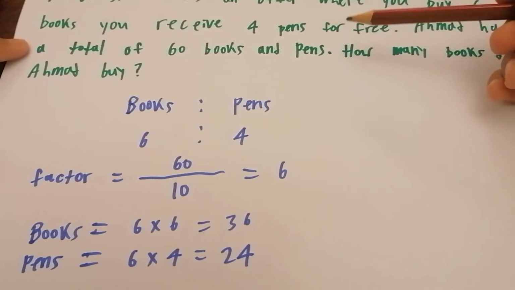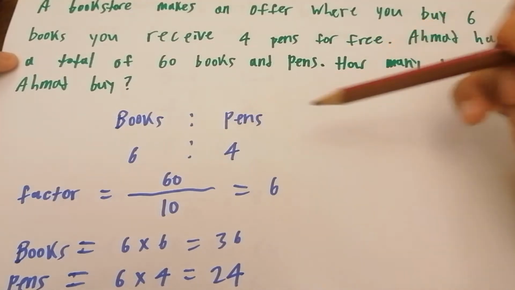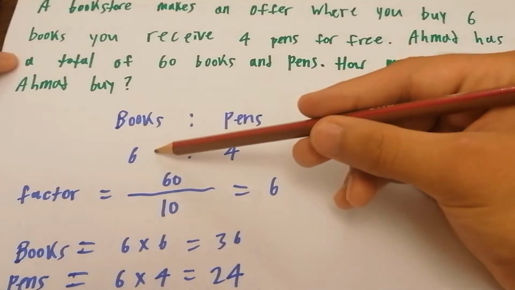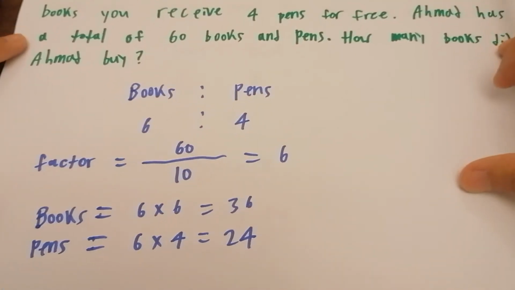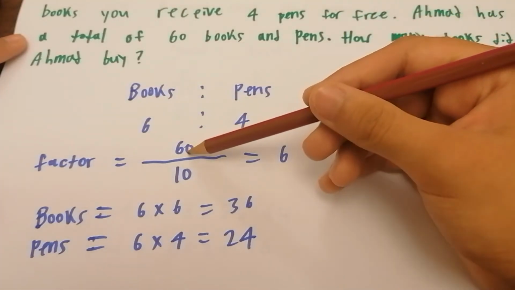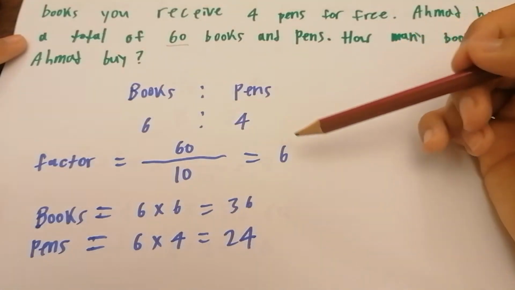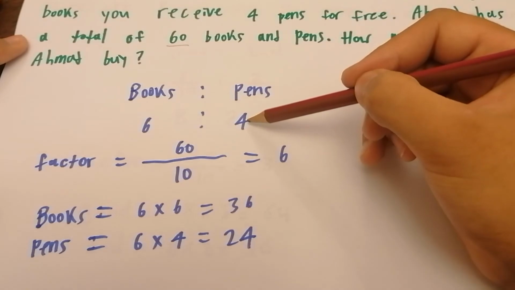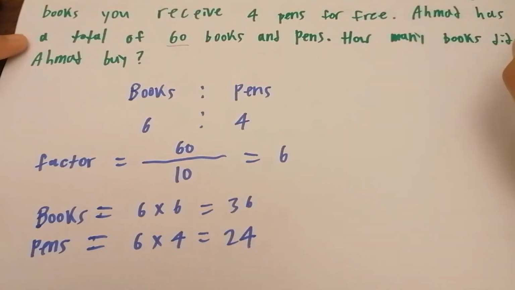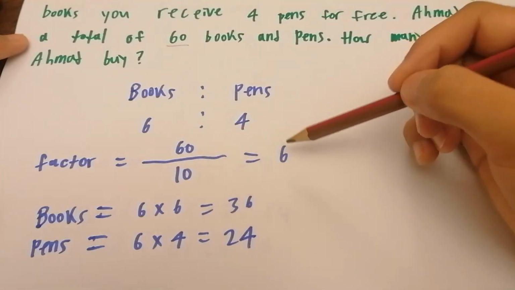We're going to do the same thing that we did in the previous question, which is write down the ratio we have of books to pens, which is given to us here as 6 books to 4 pens. Again, we're going to have to find the factor, which is in this case the total number of books and pens that Ahmed bought, which is 60. And then we're going to add 6 books and 4 pens to represent the groups of books and pens that Ahmed bought. When you divide 60 by 10, you're going to get 6.